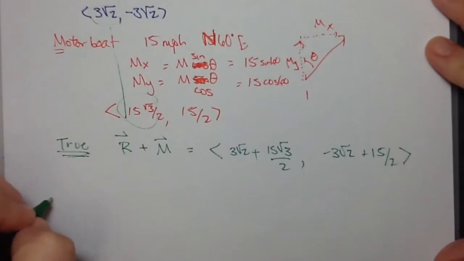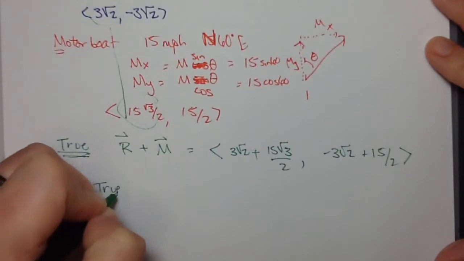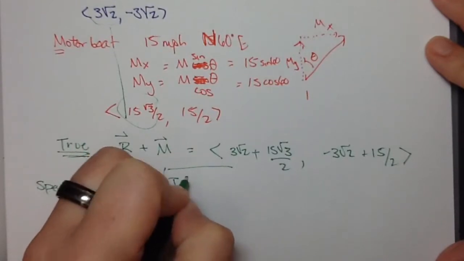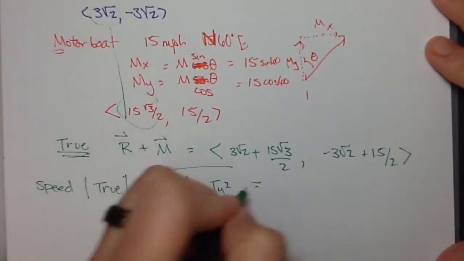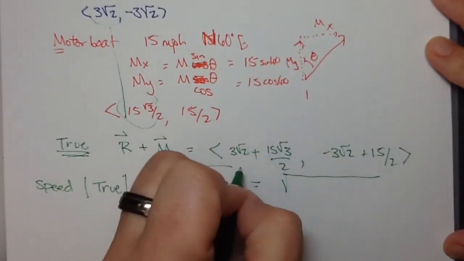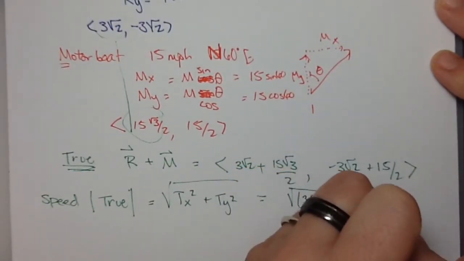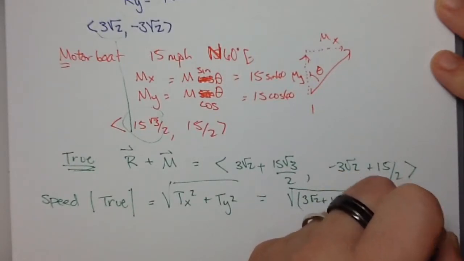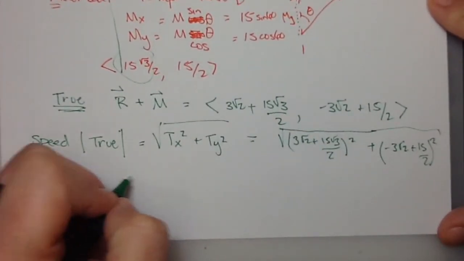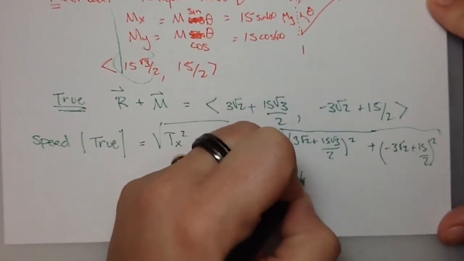So then we're asked to find, well, how fast is that? So speed is the magnitude of the true velocity, which is equal to the square root of true x squared plus true y squared. So that's the square root of this, so 3 root 2 plus 15 root 3 over 2, squared, plus negative 3 root 2 plus 15 over 2, squared. And when you stick that into your calculator, you find that the speed is equal to 17.54 miles per hour.